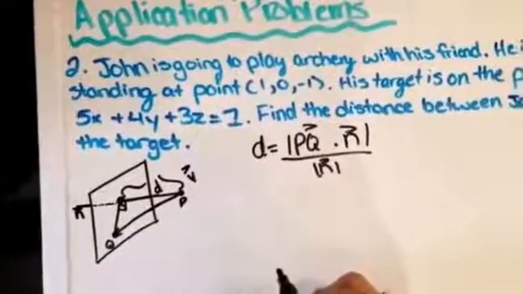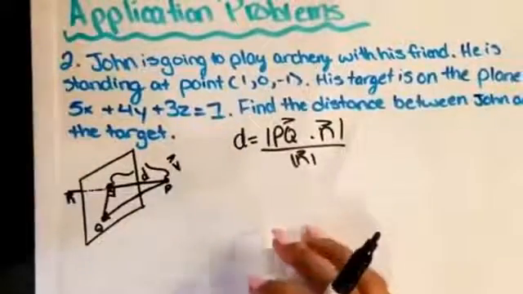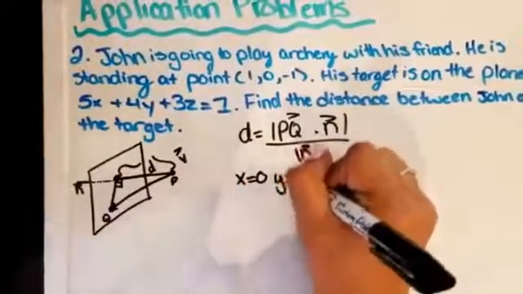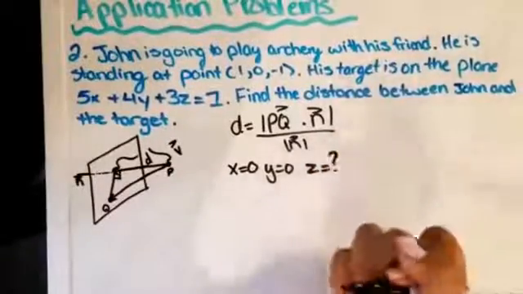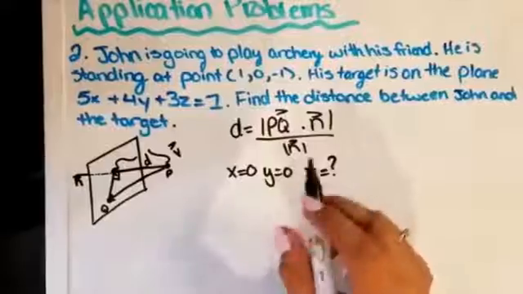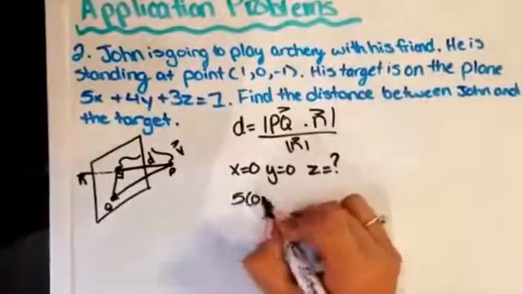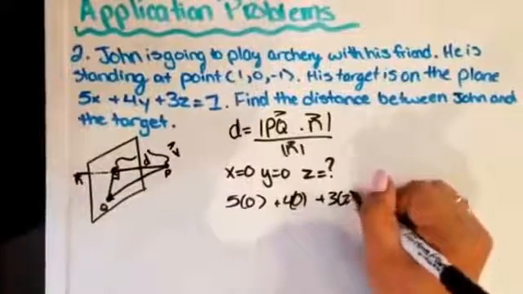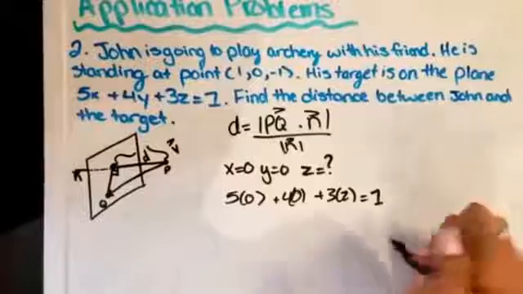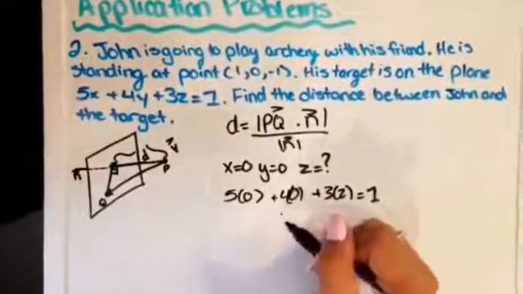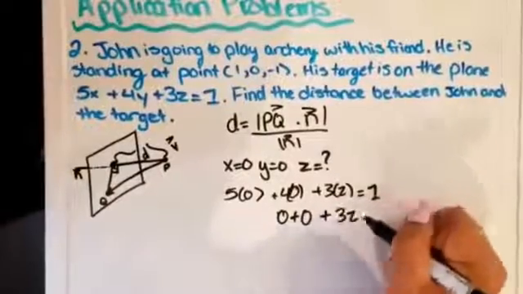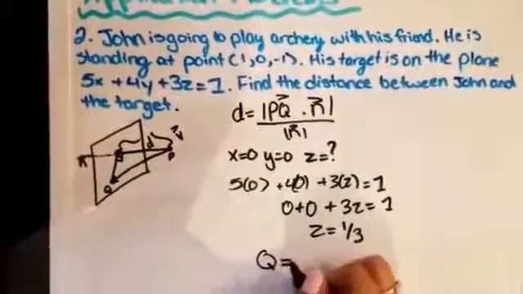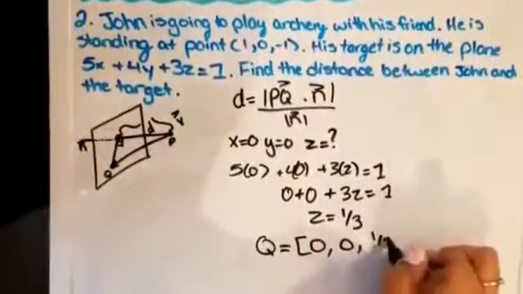So Q is an unknown point, so we want to find its coordinates on the plane, where it touches the plane. To find this, we're going to set its x value equal to 0 and its y value equal to 0, then we can solve for the z value. To find the z value, we're just going to plug these into the plane equation. So it's 5 times 0 plus 4 times 0 plus 3z is equal to 1. Then we get 0 plus 0 plus 3z is equal to 1. So z is equal to 1 over 3. Therefore, our coordinates for Q are 0, 0, 1 over 3.